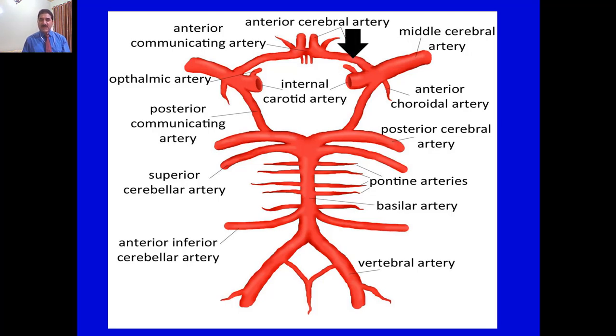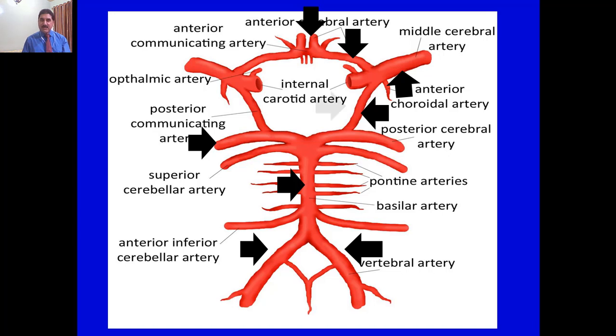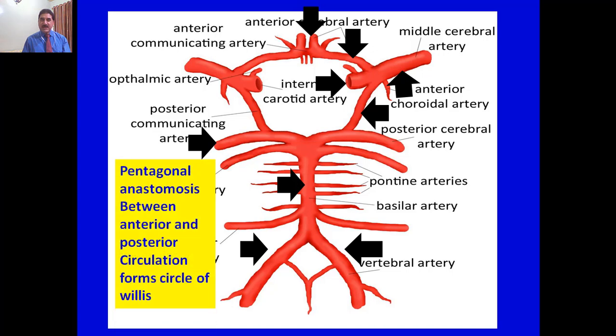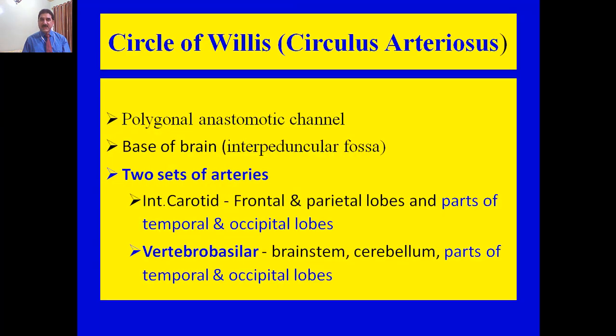As shown in this diagram, we have the terminal branches of the internal carotid artery, which are the anterior cerebral arteries. These two vessels are joined by the anterior communicating artery. Two vertebral arteries join together to form the basilar artery. The terminal branches of the basilar artery are the posterior cerebral arteries. These posterior cerebral arteries are joined with the internal carotid artery by the posterior communicating artery, thus forming a pentagonal anastomosis between anterior and posterior circulations. This pentagonal anastomosis is called the circle of Willis.